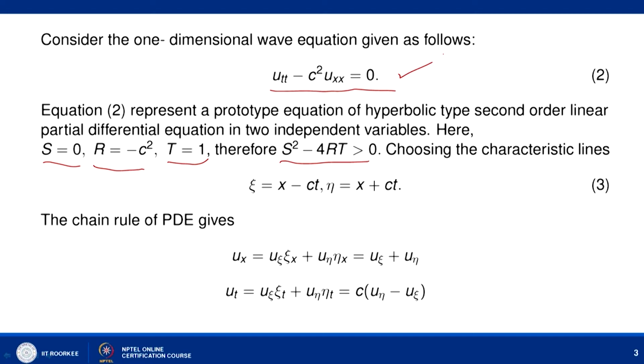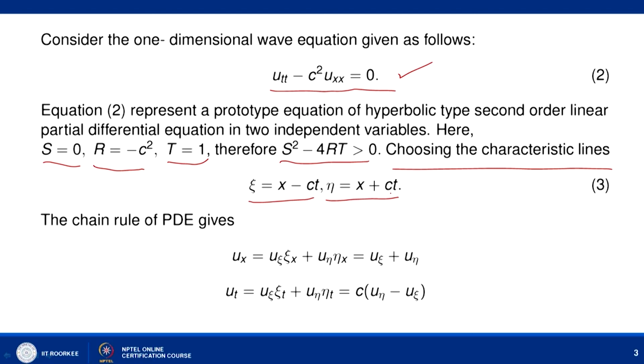Now, we have already discussed this in a previous lecture: in this case we can choose our characteristic lines, that is new coordinate axes, xi equal to x minus ct and eta equal to x plus ct.